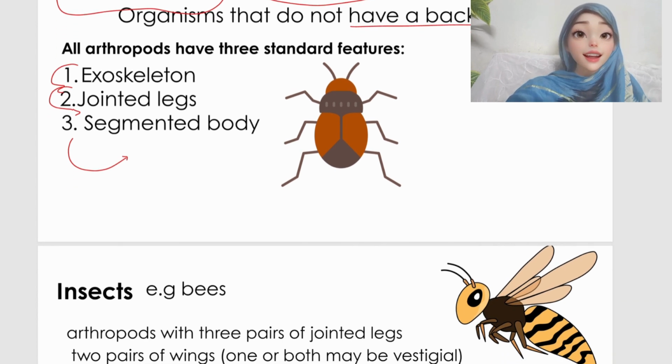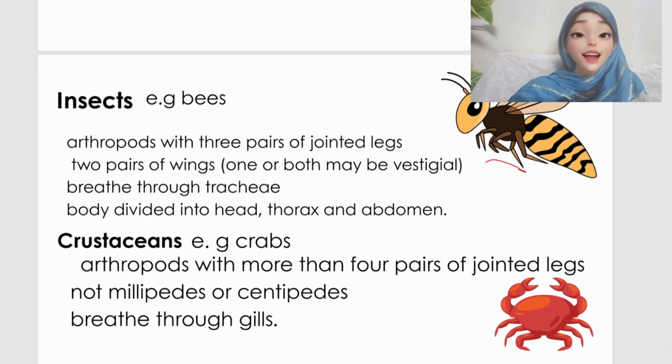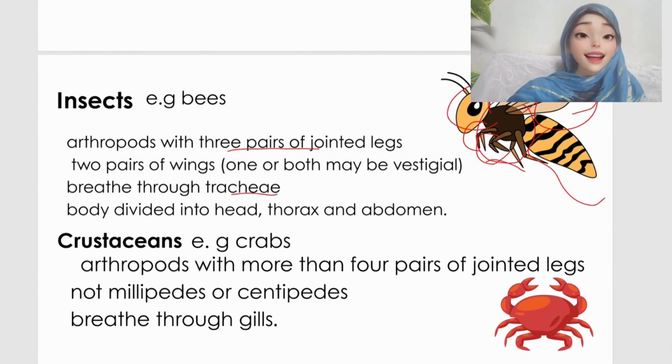The first one here is the insects. For example, these are bees. Insects have three pairs of jointed legs and two pairs of wings. They also breathe through the trachea, and their body is divided into the head, thorax and abdomen.